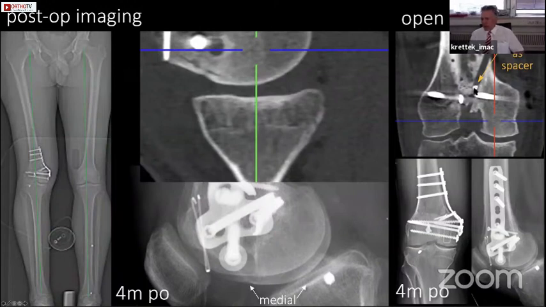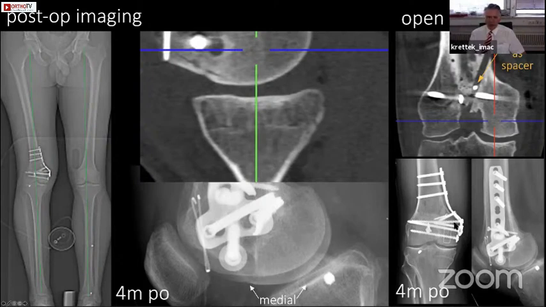Here we have the screw. So the screw worked as a spacer in order to prevent mechanically from closing the gap and which has an additional strengthening effect to the construct.